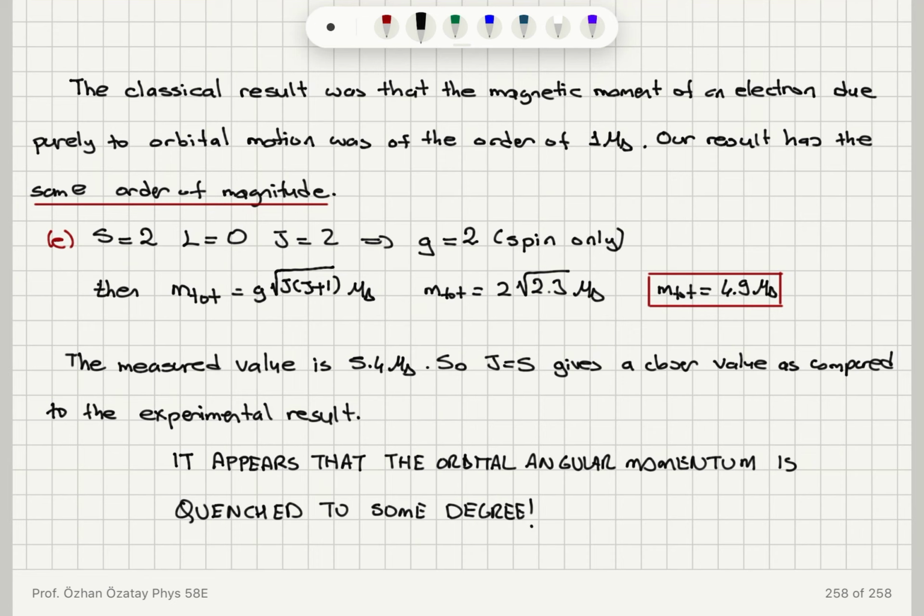And the results that we find here are of the order of a Bohr magneton, which agrees with the classical result where we only considered the orbital motion of the electron.